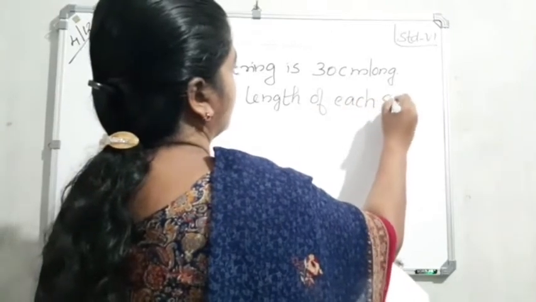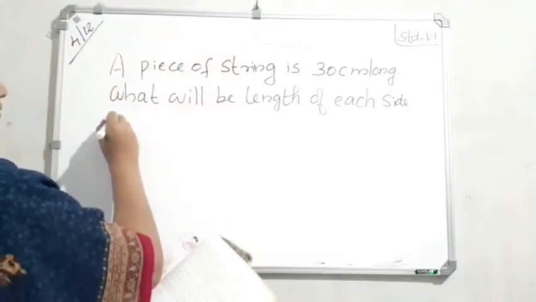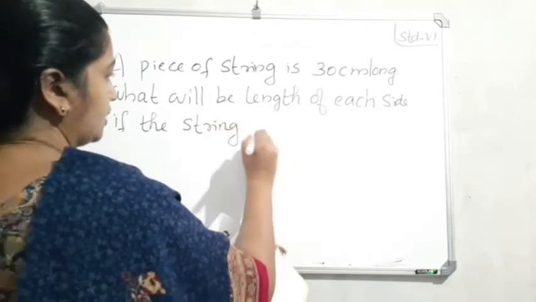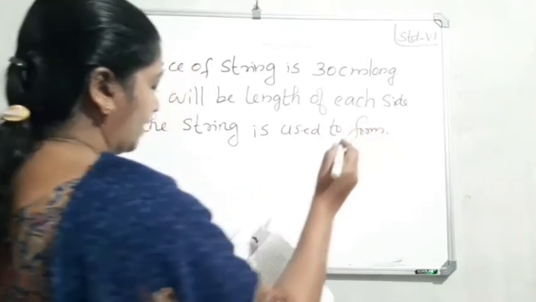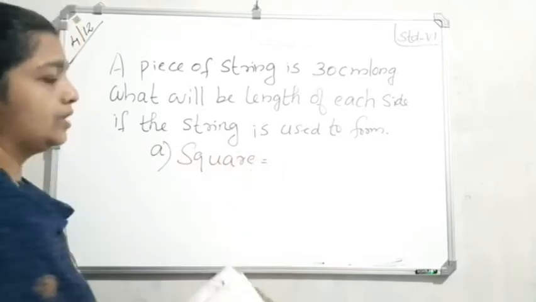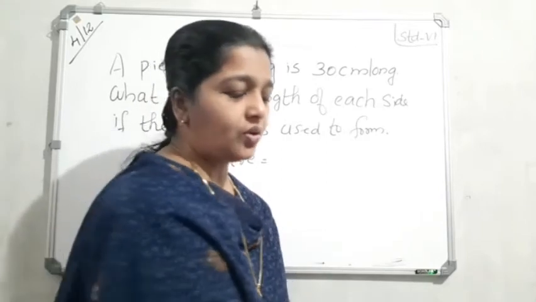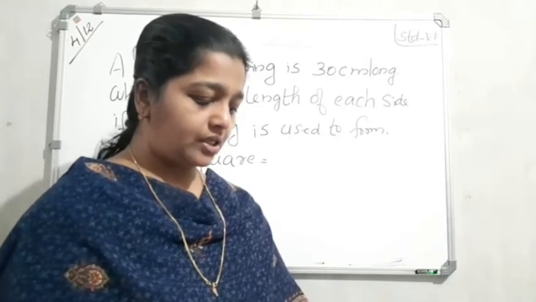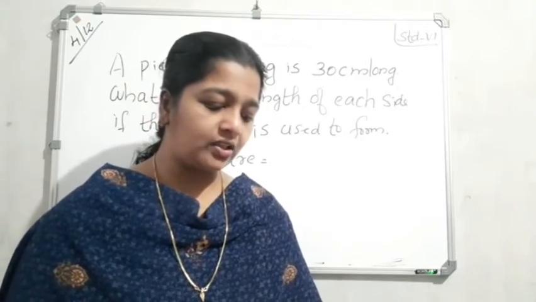If the string is used to form, first, a square. Simple question. So square shape. So here the question, the piece of string is 30 centimeter long. So you can identify the meaning of that sentence. A piece of string is 30 centimeter long. Next, what will be the length of each side?